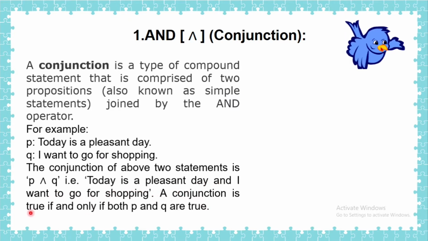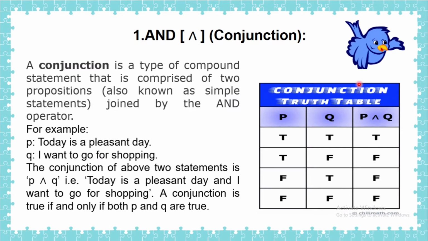A conjunction is true if and only if both P and Q are true. Conjunction truth table. P, Q, P logical and Q. True, true, then true. True, false, then false. False, true, then false. False, false, then false.